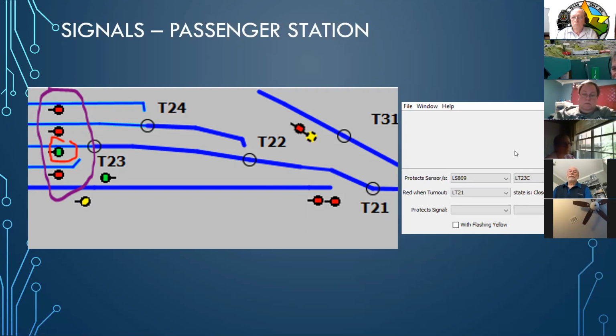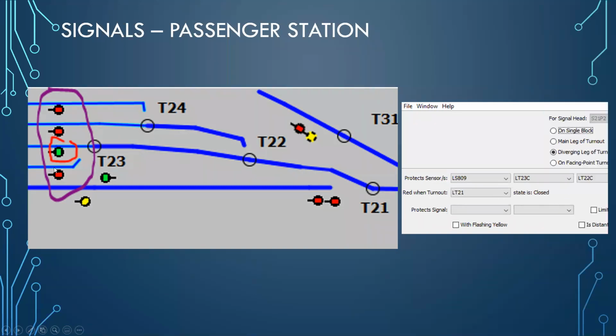And then 23. I put this over here, because 23 and 22 are in there as well. So 23 has to be set properly, and 22 has to be set properly, and then 21 has to be set properly right here. So it's obviously going to be red when 21 is closed. All these will be red when 21 is closed, because if it's on the main line, none of these trains from the passenger station can exit. So basically, these signals here are determined by one layout occupancy detector, which is 809, and the positions of three turnouts, 21, 22, and 23.